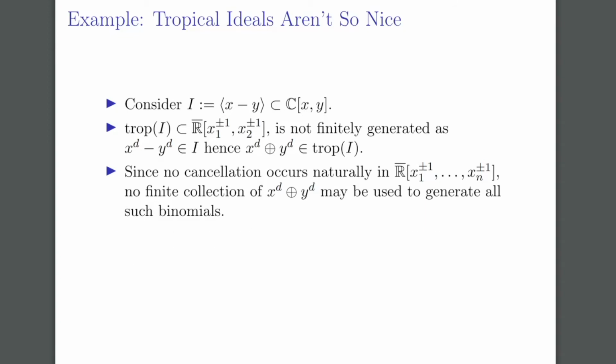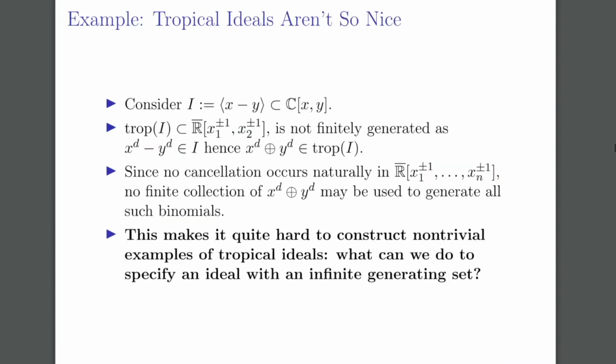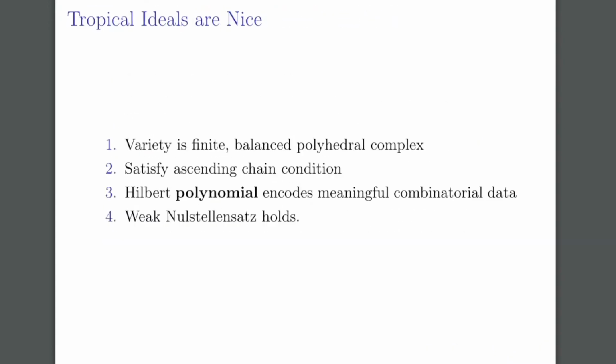But there are actually a lot of reasons to like tropical ideals. Why are they nice? Here are 4 reasons. The variety is going to be a finite balanced polyhedral complex, as before. Tropical ideals satisfy the ascending chain condition, so I can't just construct larger and larger tropical ideals; eventually I have to become trivial, the whole polynomial ring, at some point in a finite number of steps. Tropical ideals have a well-defined Hilbert polynomial. It's not a function, it's an actual polynomial, and this is going to encode meaningful combinatorial data about our ideal.